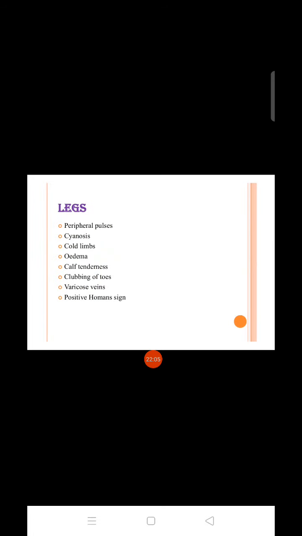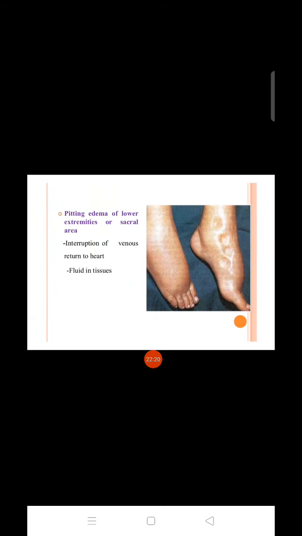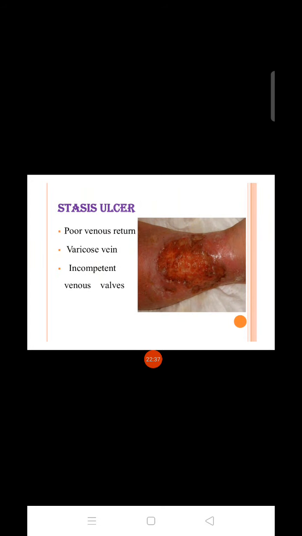In the leg, we have to check the peripheral pulse, cyanosis, cold limb, edema, calf tenderness, clubbing of toes, varicose vein, positive Homans sign. Next there is pitting edema of the lower extremities or sacral areas. In this, there is an interruption of the venous return to the heart, and there is fluid in the tissues.